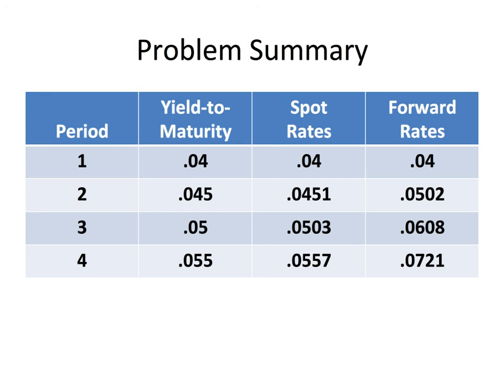Forward rates tend to increase more than our yields to maturity and our spot rates. So as we're looking at that yield curve, it would imply that interest rates are increasing, and perhaps more than would be implied if you first look at the yields to maturity.